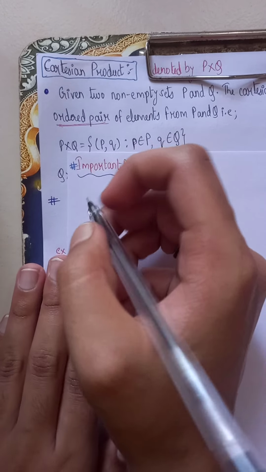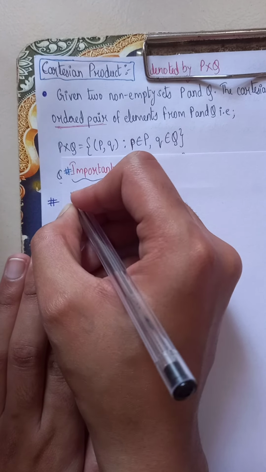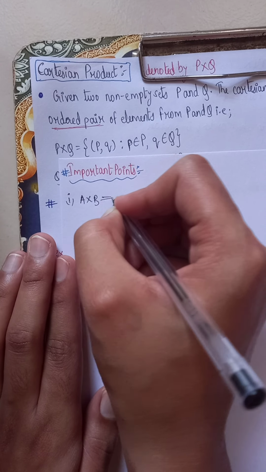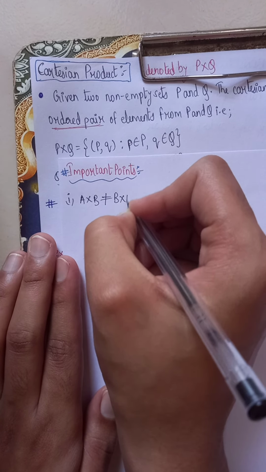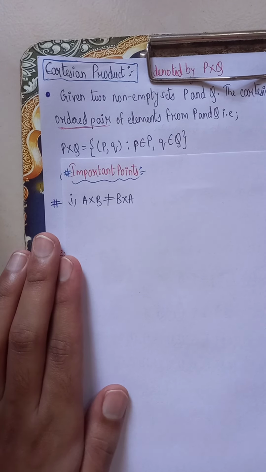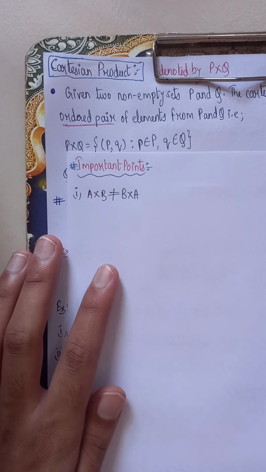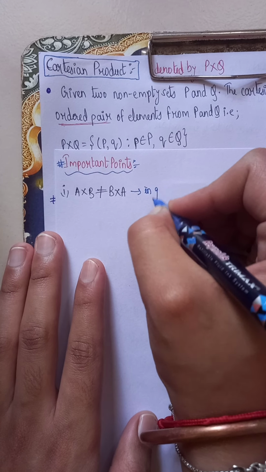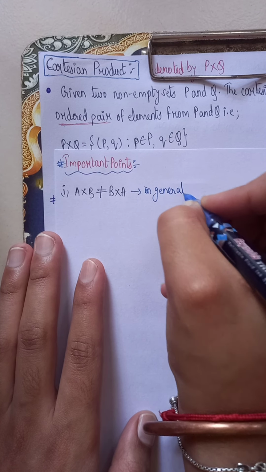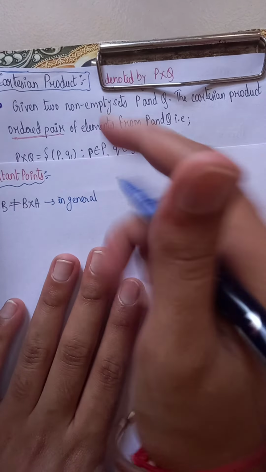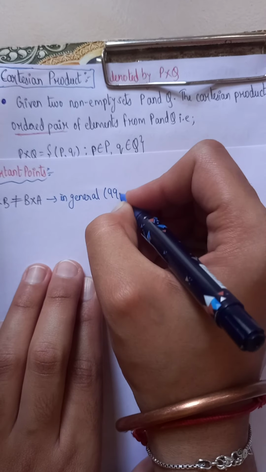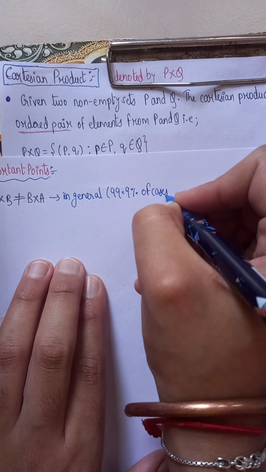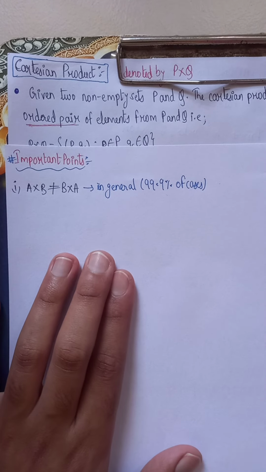First point, under important points: A cross B is not equal to B cross A. So A cross B is not equal to B cross A. This is in general, that is in 99% of the cases, 99.9% of the cases, this is true.